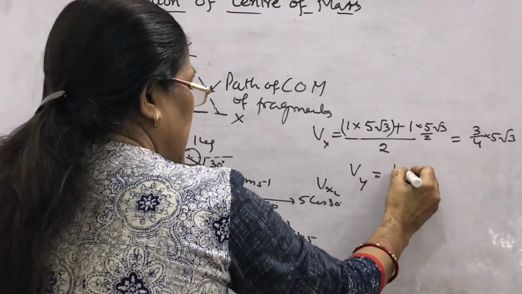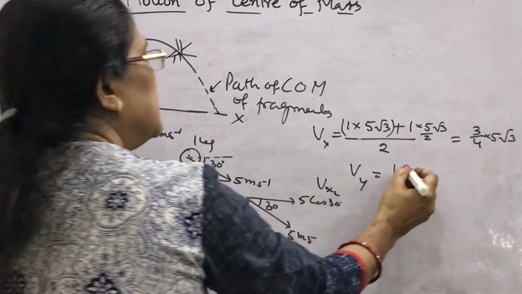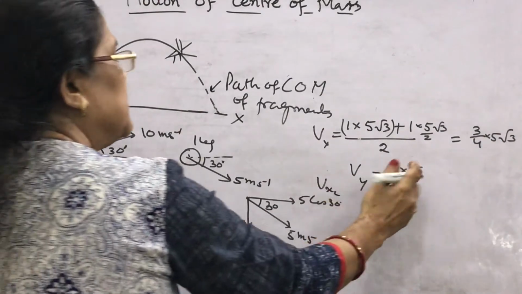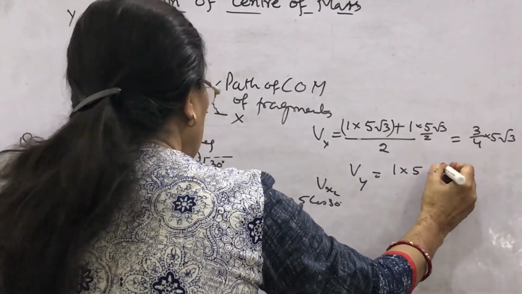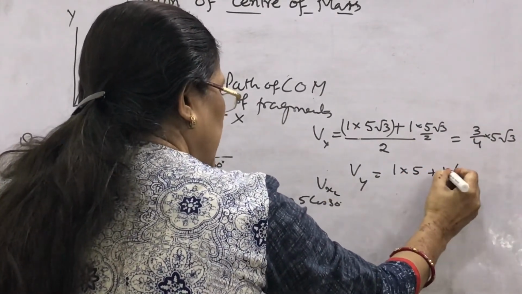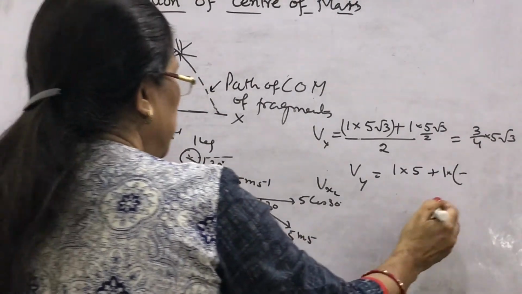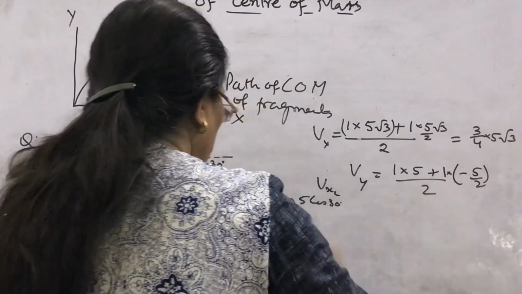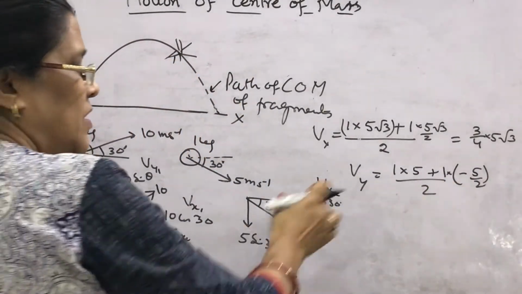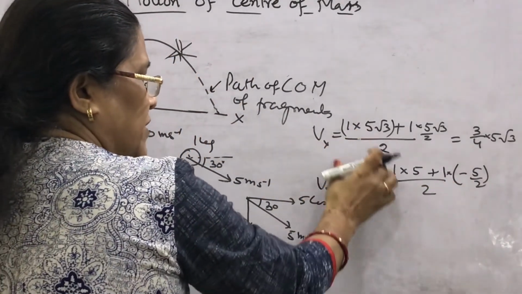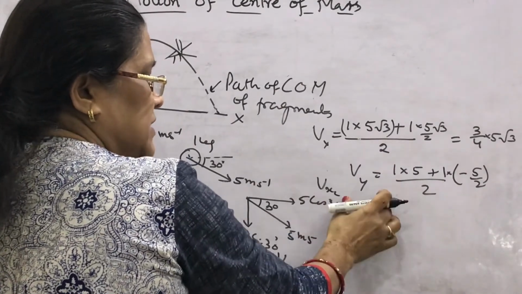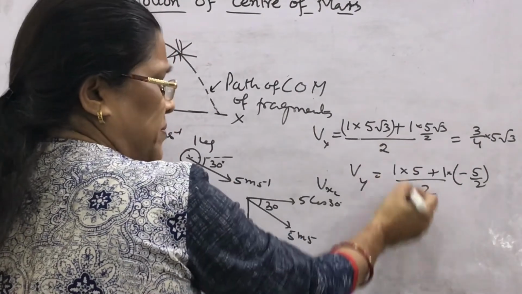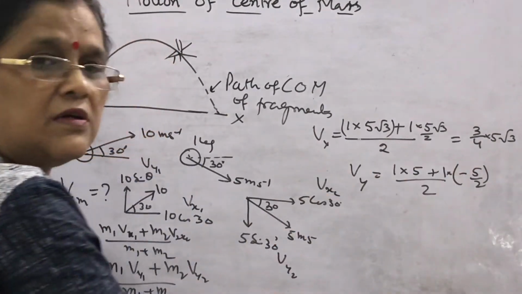This is 1 into y1, plus, so this will be 10 sin 30, sin 30 is half, so 5, plus here 1 into, what will be here, minus 5 sin 30, that is 5 by 2, upon m1 plus m2. Now you will find Vx and Vy, take the vector sum, you will find the VCM. After solving, you will get the resultant.